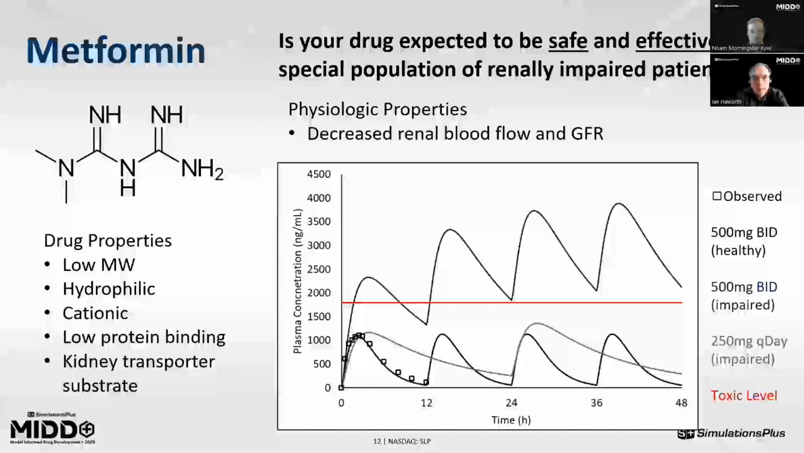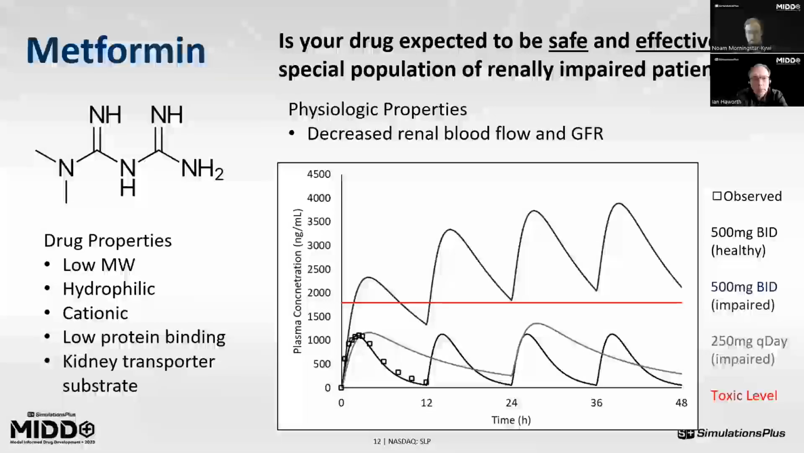If we look first at the black squares, that's the observed data from one of the studies that they fit their model to, and the black line is their baseline model. So a healthy patient with a 500 mg twice daily dose, which is a standard dose for metformin. And we can see that their model described the observed data quite well. Then when they run the same dose in a renally impaired patient by decreasing blood flow and GFR based on values that they would have researched in the literature, we can see in the blue line that the plasma concentrations pretty quickly exceed the toxicity threshold, which again is something that the students would be responsible for researching.